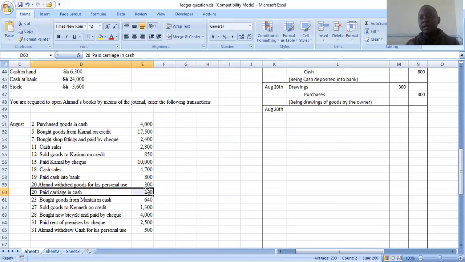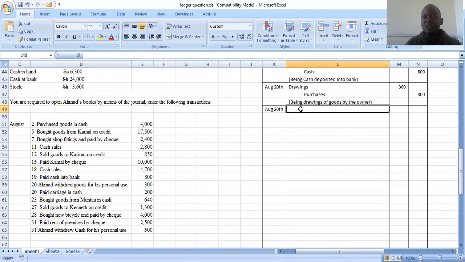Third, which account is to be debited and which account is to be credited? Carriage being an expense that is being incurred, that is an expense that is increasing, we debit. And then cash is reducing. Cash being an asset that is reducing, we're supposed to credit. So therefore, debit carriage and then credit cash. So carriage, debit, the amount is 200, and then credit cash account, the amount 200.